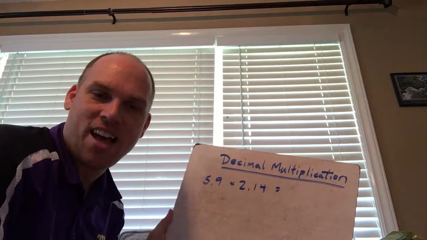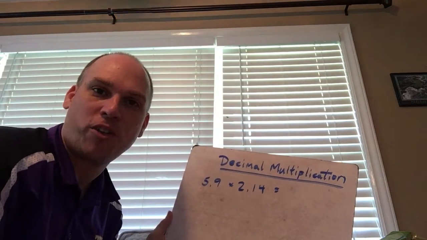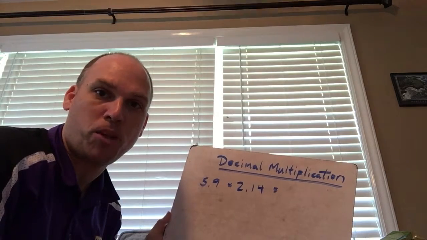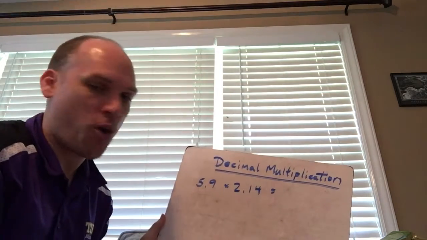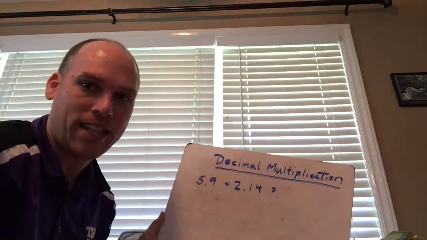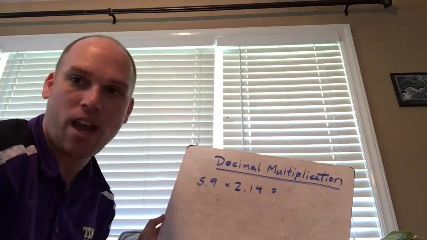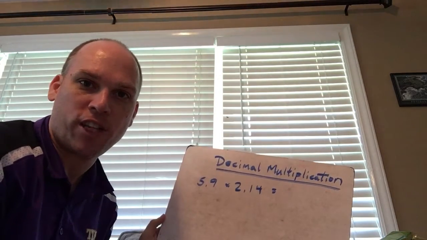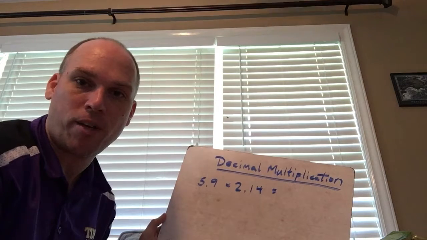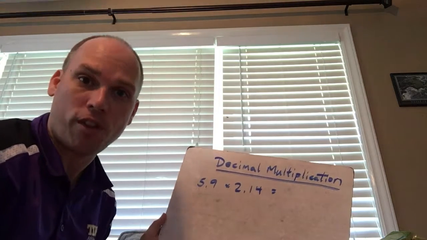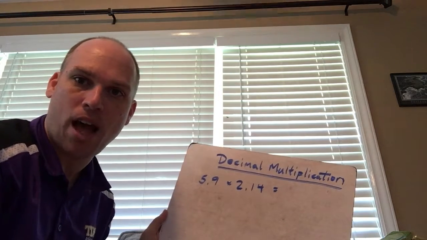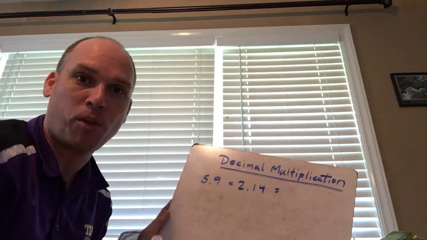Hi class, this is going to be a quick review of decimal multiplication. And so we've got 5 and 9 tenths times 2 and 14 hundredths. The first thing we want to think about is ignore the decimals. Multiply as if there was no decimal in the problem.